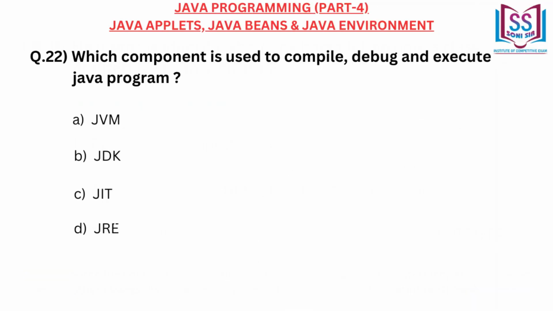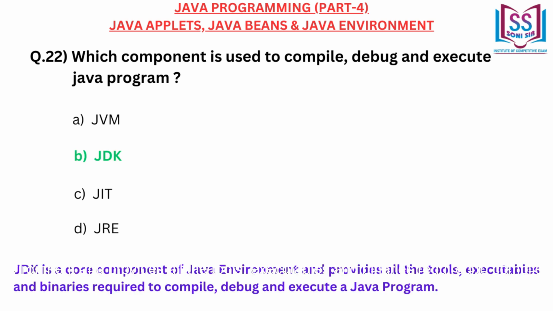Which component is used to compile, debug and execute Java program? A. JVM. B. JDK. C. JIT. D. JRE. Correct answer B. JDK. JDK is a core component of Java environment and provides all the tools, executables and binaries required to compile, debug and execute a Java program.